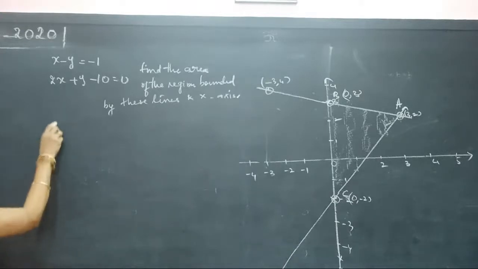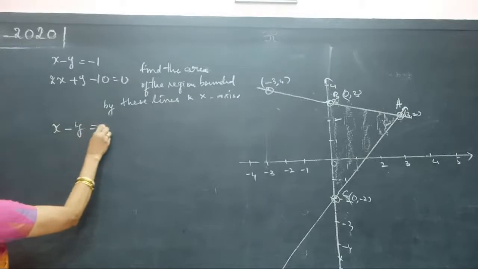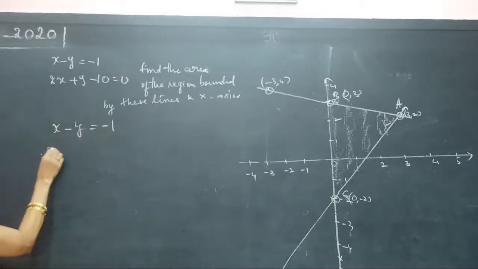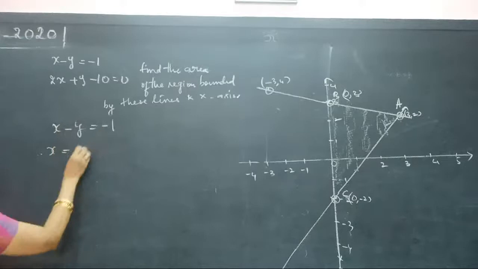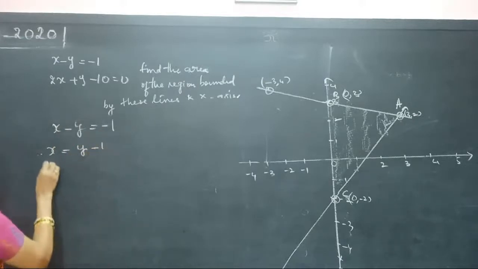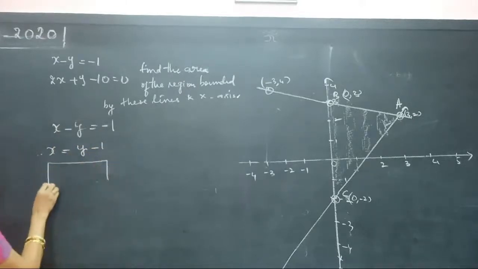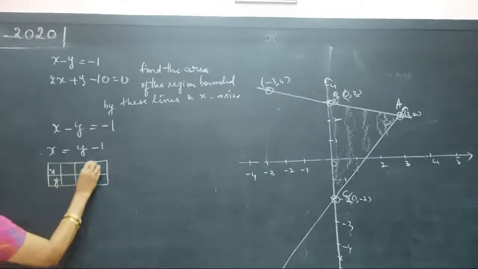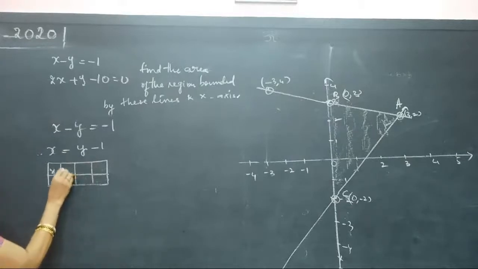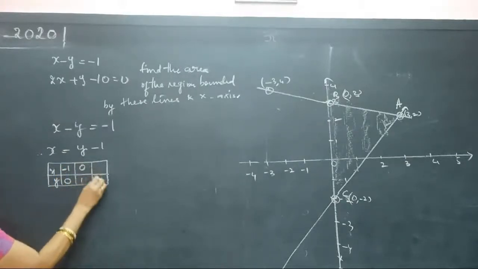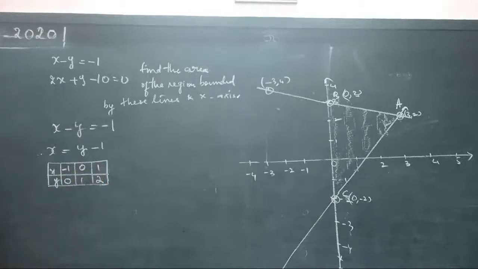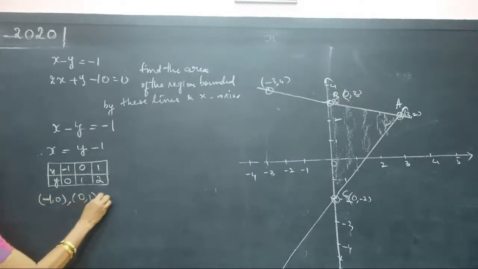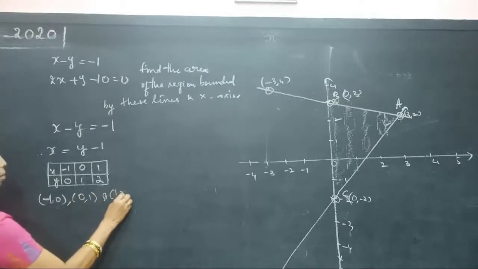Take the first equation. x minus y equals minus 1. Therefore, x equals, when we transfer, y minus 1. Obtain the tabulated column. In the ruled part, you have to show the working like this. y is equal to 0, y is equal to 1, y is equal to 2. So we got the ordered pairs minus 1 comma 0, 0 comma 1 and 1 comma 2.